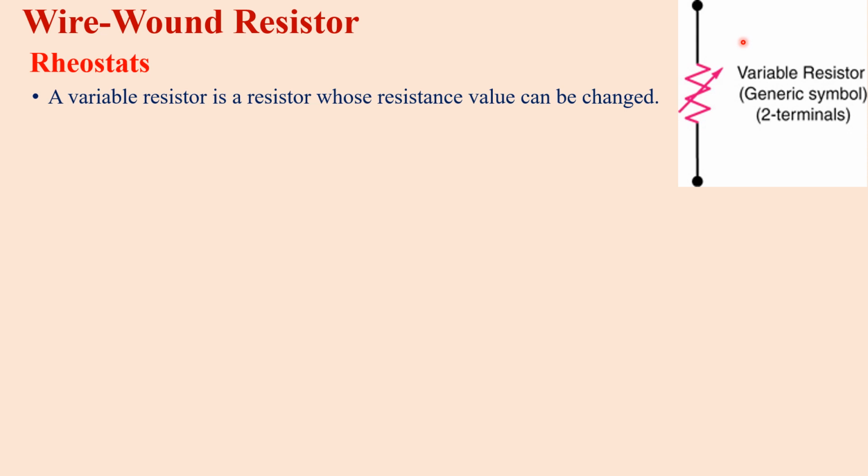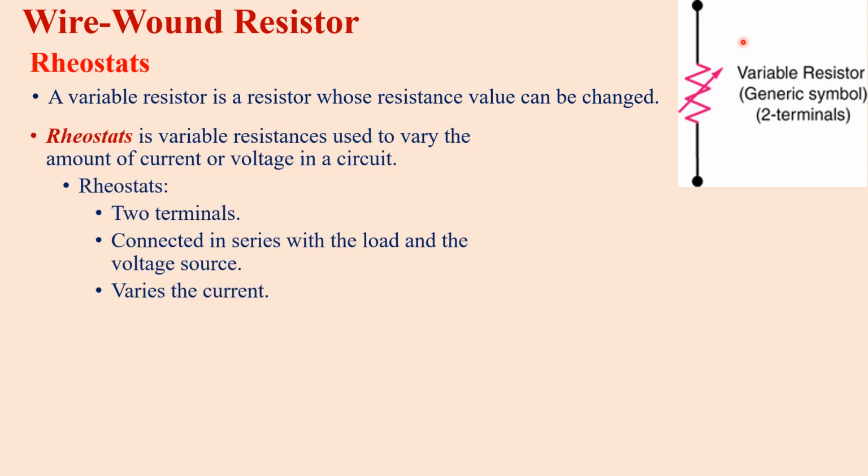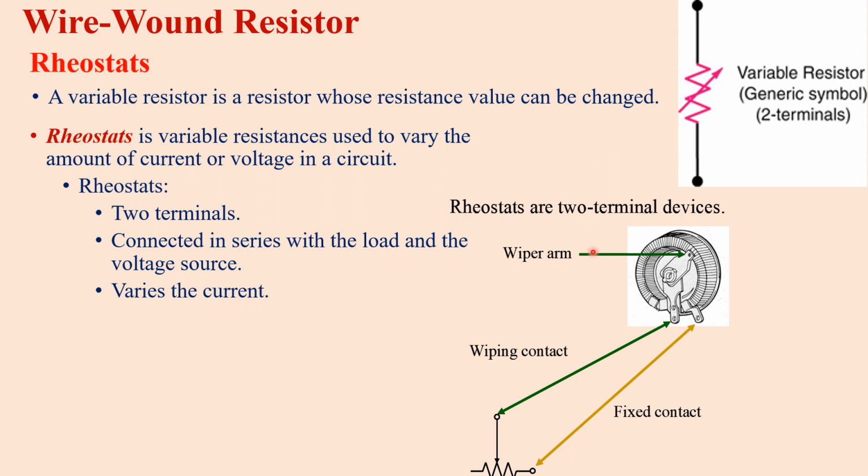Rheostat is variable resistance used to vary the amount of current or voltage in a circuit. Rheostat has two terminals. It is connected in series with the load and the voltage source. Rheostat varies the current. This figure shows the internal structure of rheostat. One fixed contact of rheostat is connected to the circuit, and wiping contact, that is sliding contact, is also connected to a circuit.